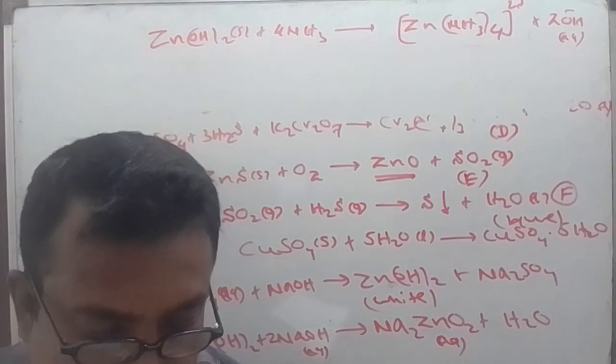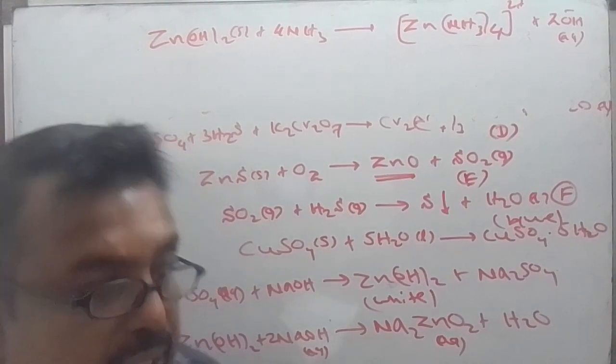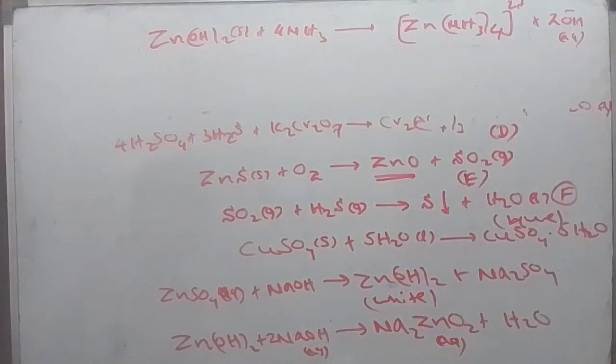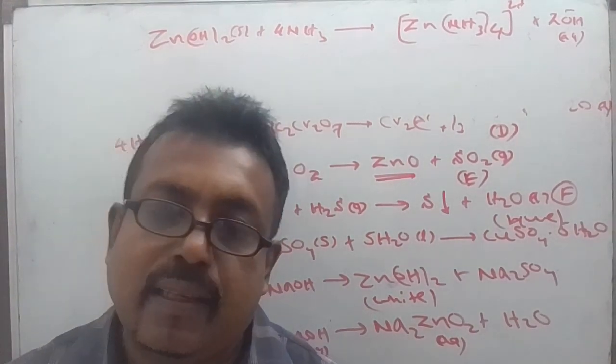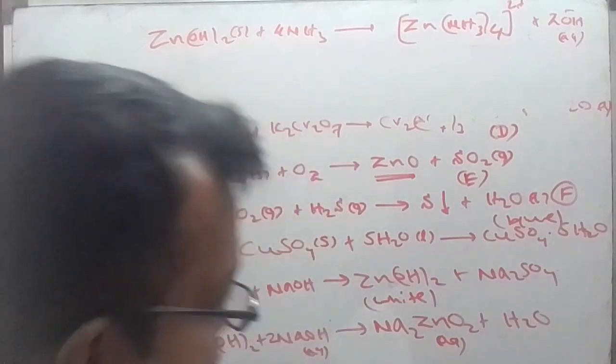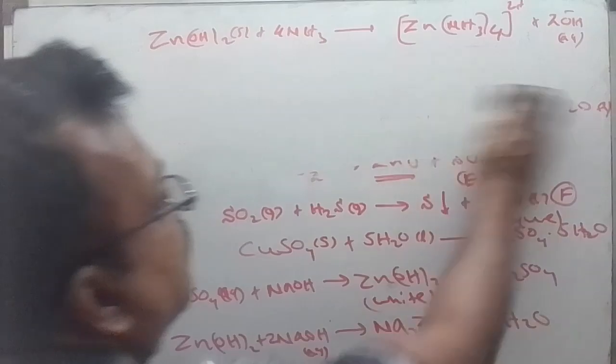Right. And then give a method to identify each of the gases B and E. Gas B is H2S. Gas E is sulfur dioxide. Right. Now I am going to clean the board totally.